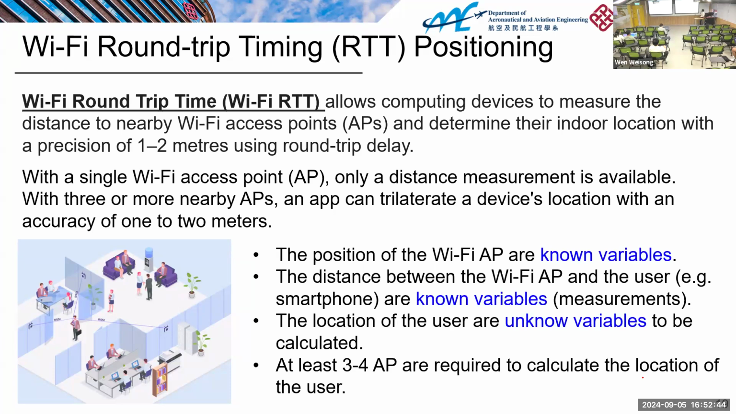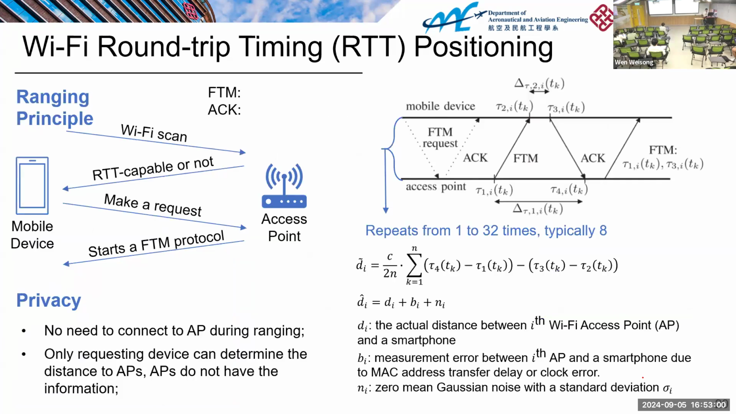So at least 3 or 4 APs are required to calculate the location of the user. But usually in indoor scenarios we may have more than 3 or 4, which is good enough to calculate your location. This is Wi-Fi RTT, and this is the principle.